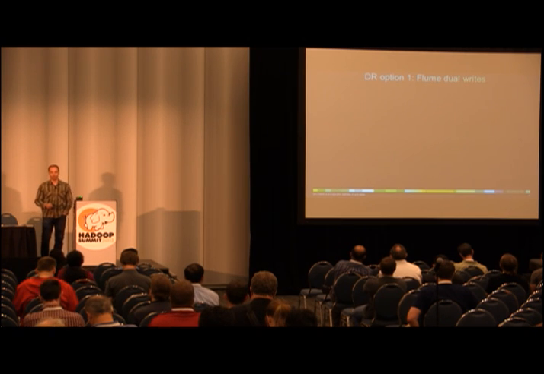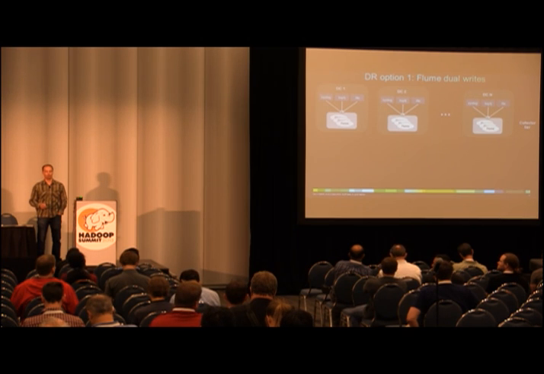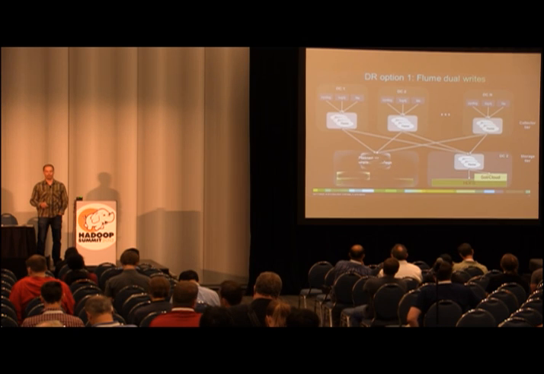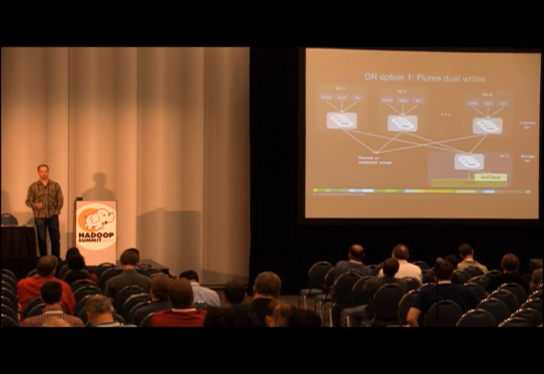So how do you do it? One option, and this is probably the best option, is to use Flume for dual writes. You have the collectors in multiple data centers, and the storage in 2 data centers. These 2 data centers are both in the US, like West Coast and East Coast. The collector does dual writes to both data centers. And if a data center goes down in this case, I just bring down the cluster.